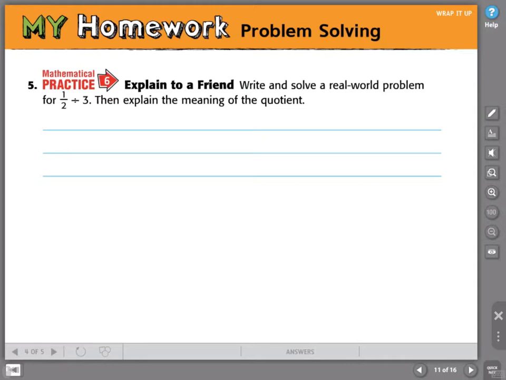This is the S section of our whisk. I want you to do your very best to write and solve a real-world problem that can be represented by 1/2 divided by 3. Then explain the meaning of the quotient. This will be quite a challenge, but think about the word problems that we've used.